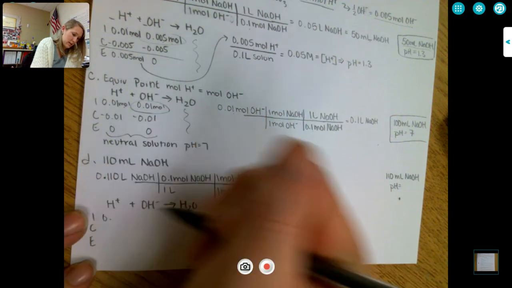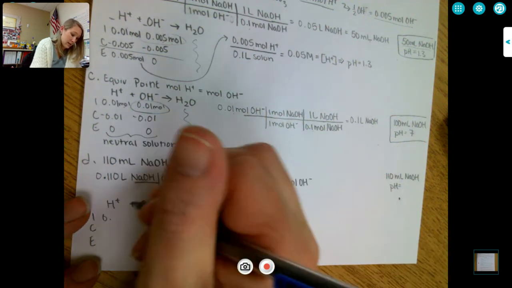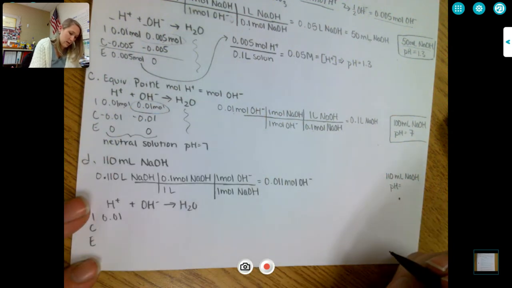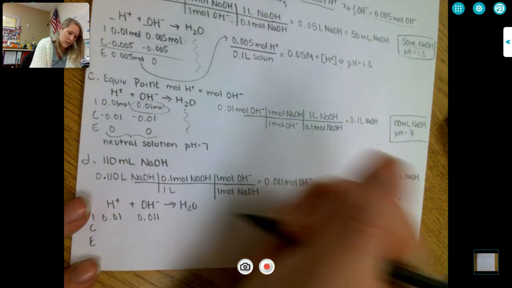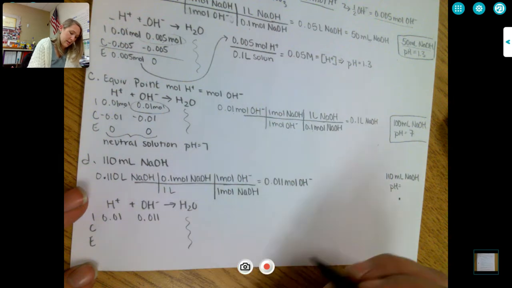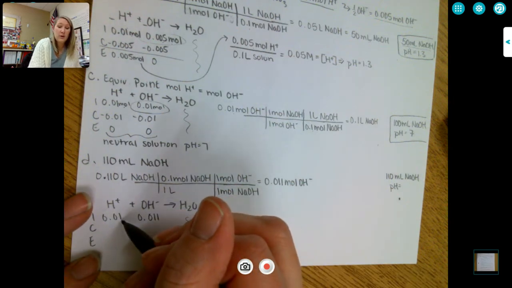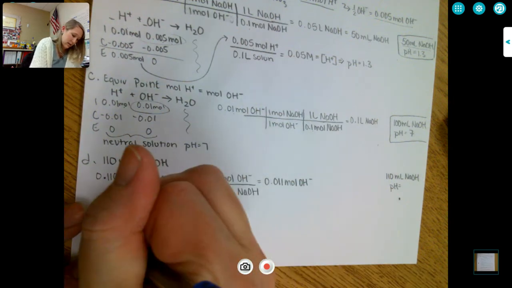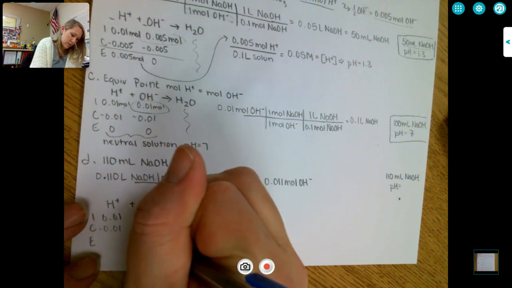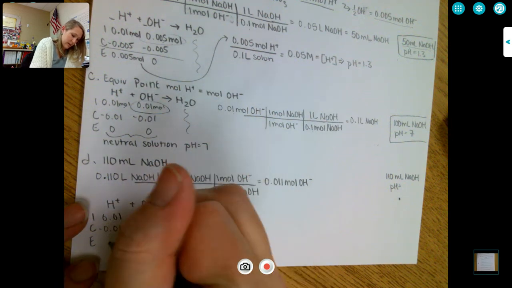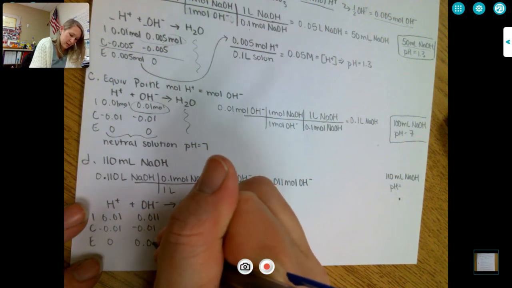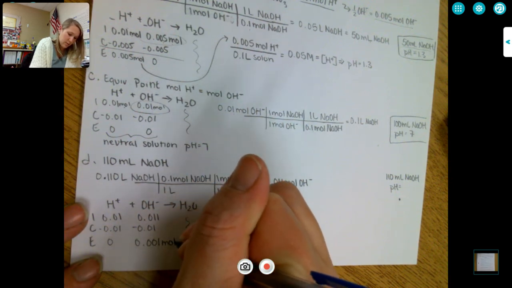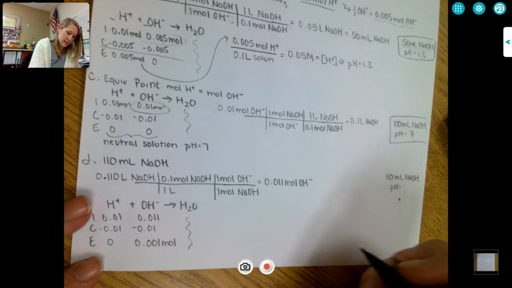What do we have? 0.01 moles of hydrogen ions reacting with 0.011 moles of hydroxide ions. Well, the hydrogen ions are going to run out first because I have a smaller amount. So I'm going to decrease by 0.01, and I'm going to be left with no hydrogen ions, but an excess of 0.001 moles of hydroxide ions.